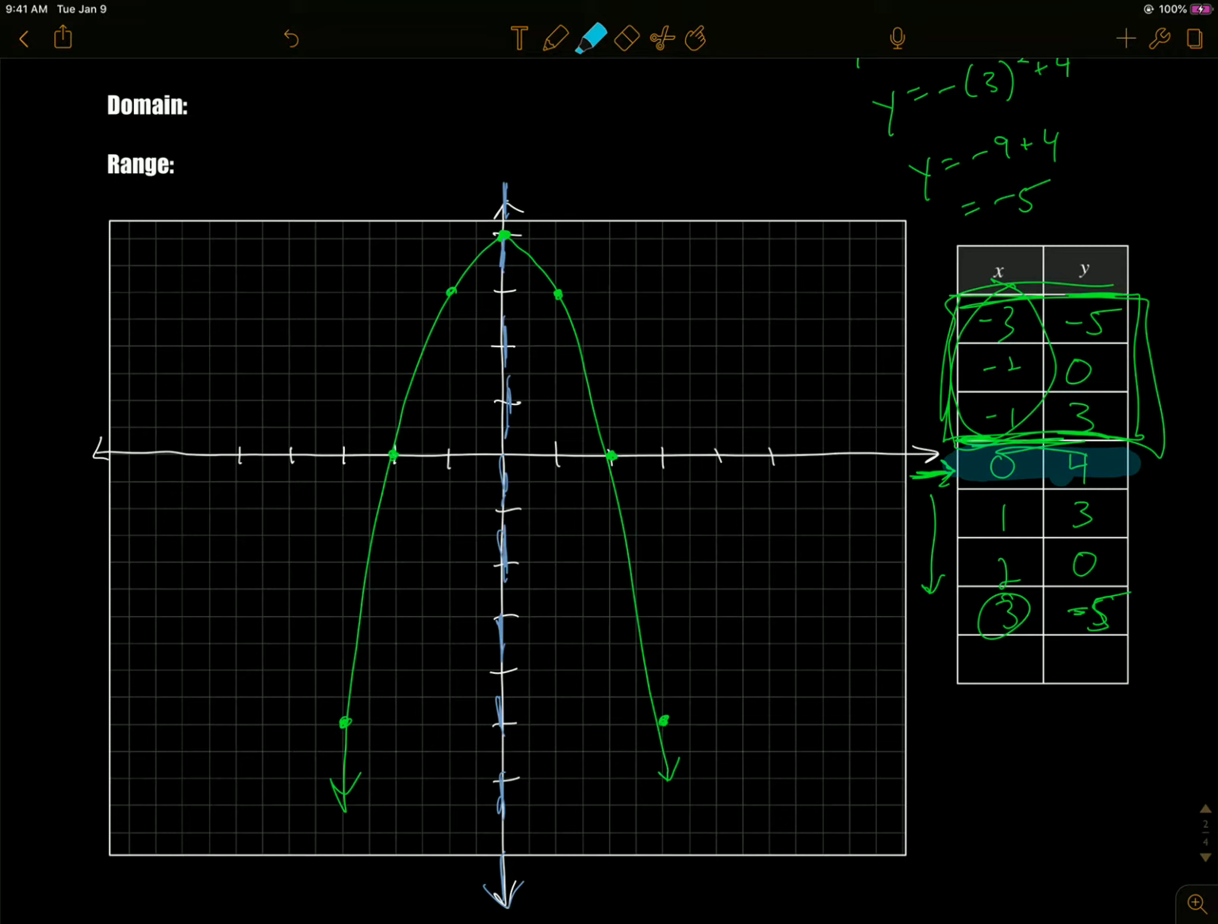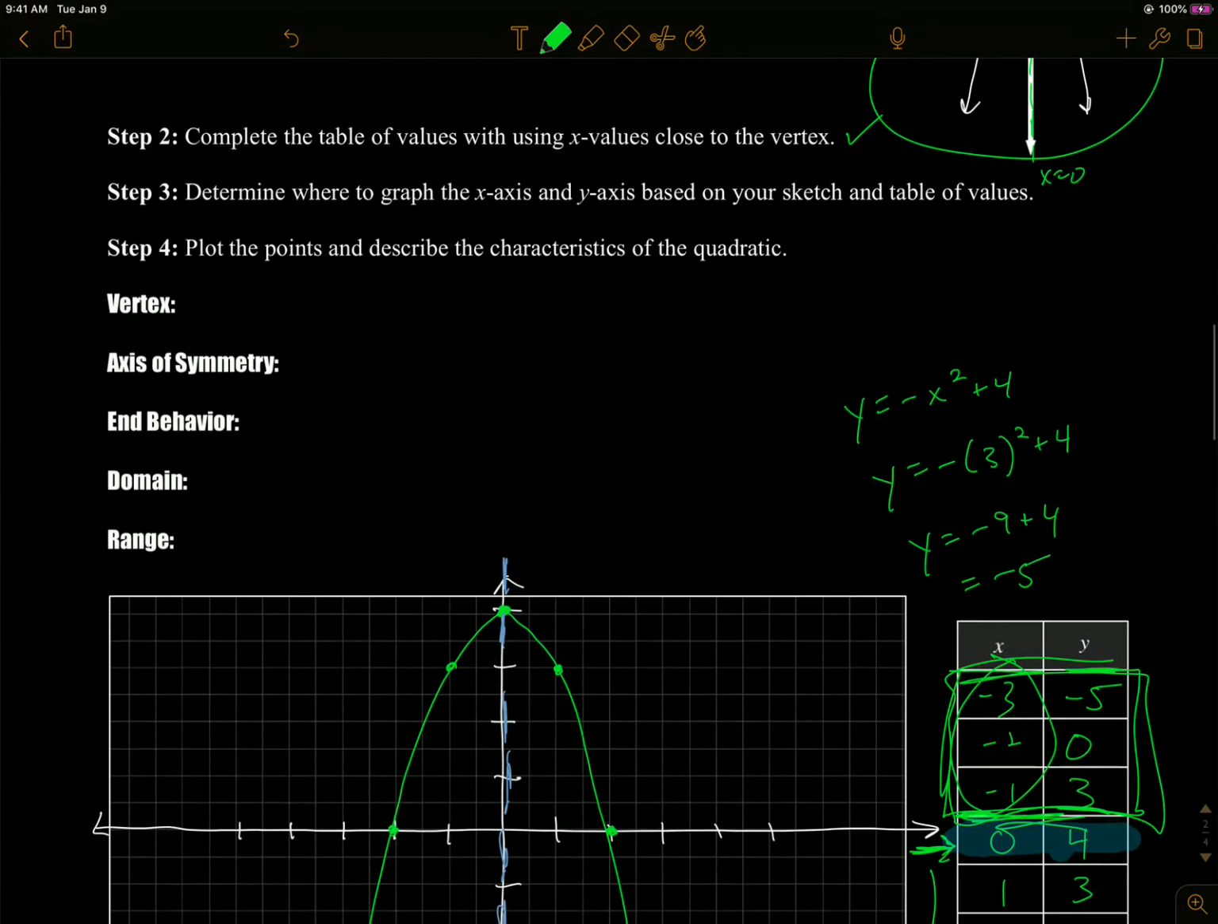It's not always going to be that 3 matches negative 3, 2 matches negative 2. If I shift the parabola right or left, it's going to mess that up a little bit. You have to know where your vertex is. We'll see some examples like that, and we'll talk about it then. Now they want to talk about this other stuff.